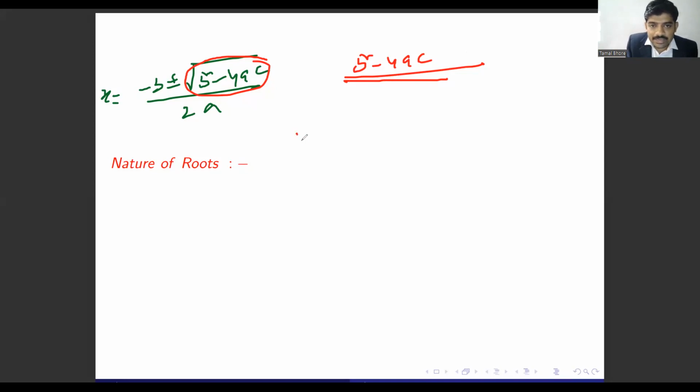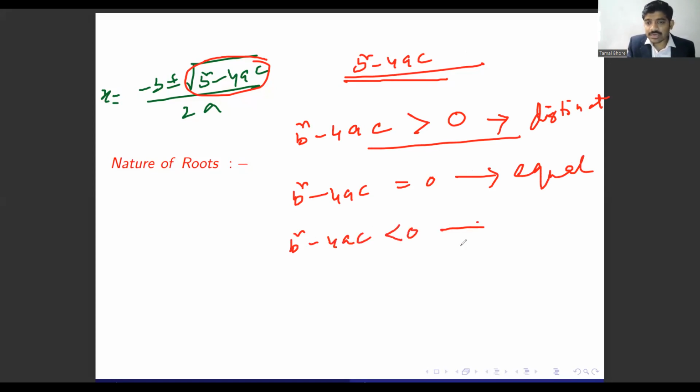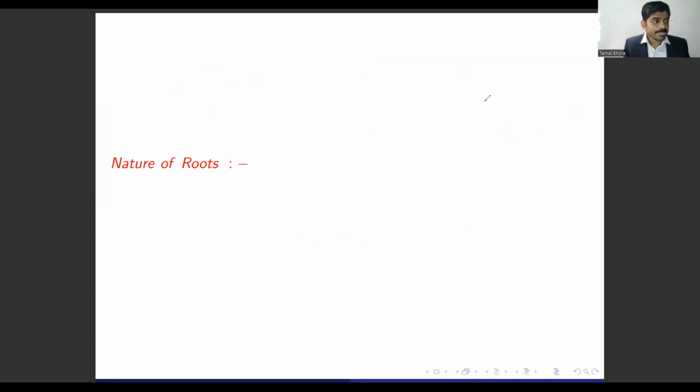First is, if b square minus 4ac is greater than 0, then I will say both the roots are distinct. If b square minus 4ac is equal to 0, then I will say both the roots are equal. And if b square minus 4ac is less than 0, then I will say there is no real root. Real root does not exist.